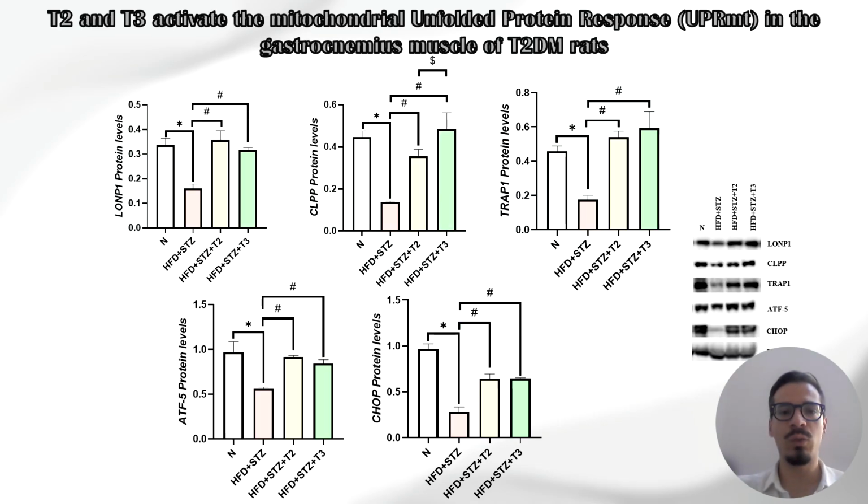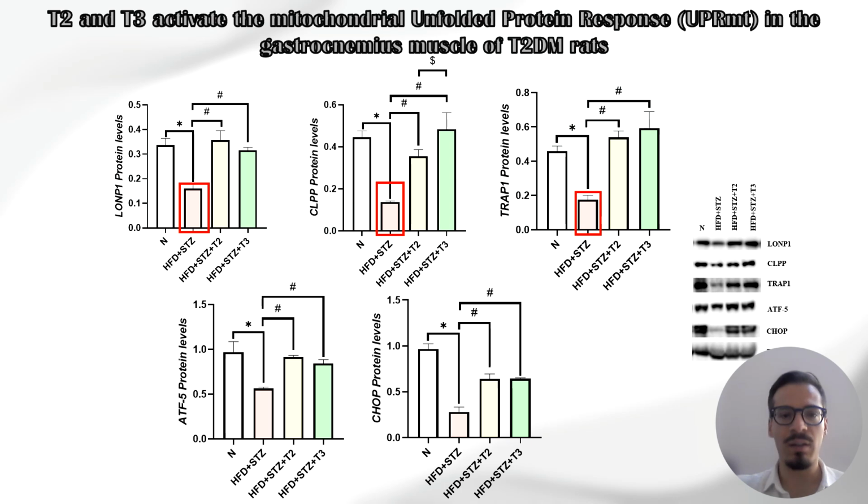To determine whether T2 and T3 improve mitochondrial proteostasis, we evaluated the expression of key components of the mitochondrial unfolded protein response, the MTUPR, including the mitochondrial protease LONP1, the protease CLPP, the mitochondrial chaperone TRAP1, and the transcription factors ATF5 and CHOP. Diabetic rats exhibited a significant reduction in the protein levels of LONP1, CLPP, TRAP1 compared with the control animals, indicating an impaired mitochondrial proteostasis and a dysregulation of the MTUPR pathway.